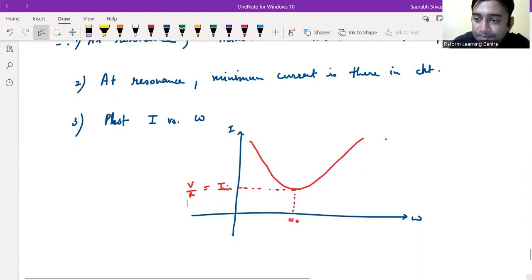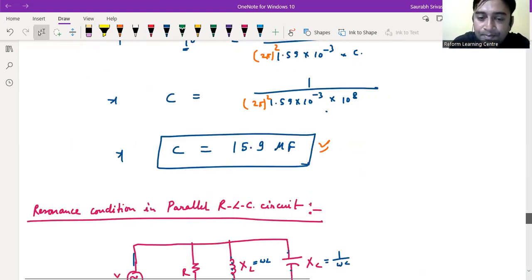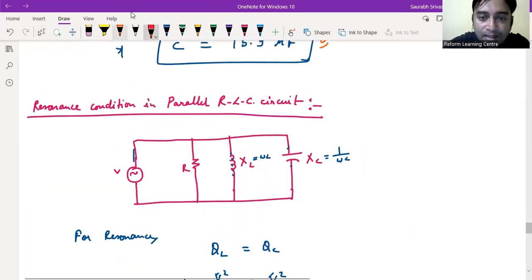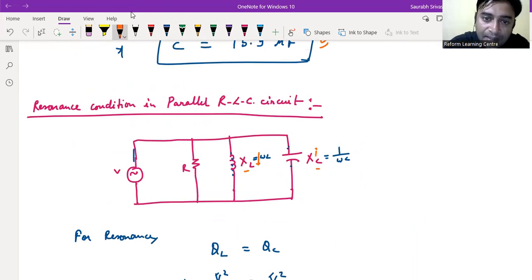ऑल्सो देखिए, एट ओमेगा नॉट एक्सेल एंड एक्सी आर सेम, both inductor and capacitor will be having equal current. Say omega L is decreased. अगर ओमेगा घटाते हैं ना तो एक्सेल की वैल्यू डिक्रीज करेगी और एक्सी की वैल्यू बढ़ जाएगी. ज्यादा करंट कहां से जाएगा? More current will be there in inductor.